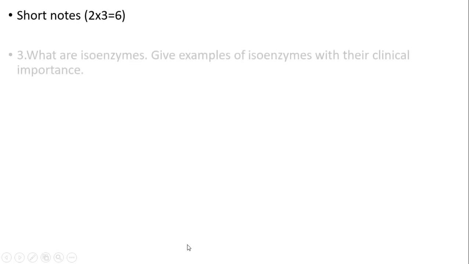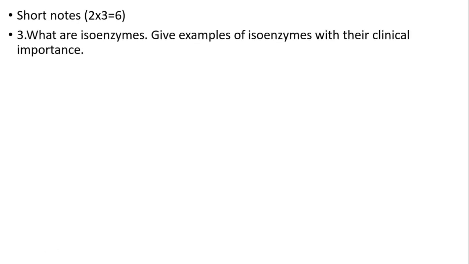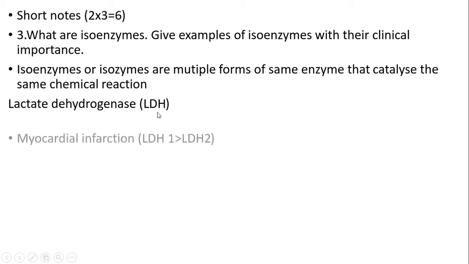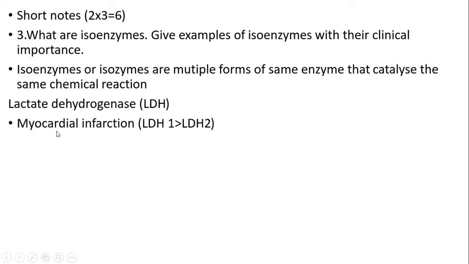Short notes. What are the isoenzymes? Give an example of an isoenzyme with a clinical importance. Isoenzymes or isozymes are the multiple forms of the same enzyme that catalyze the same chemical reaction. Lactate dehydrogenase, LD, is an example of an isoenzyme. In myocardial infarction, LDH will be raised.